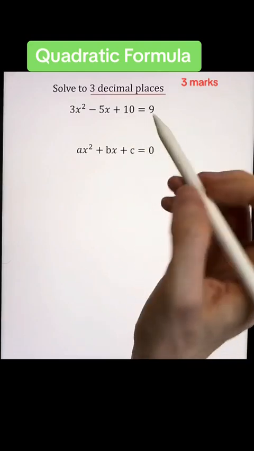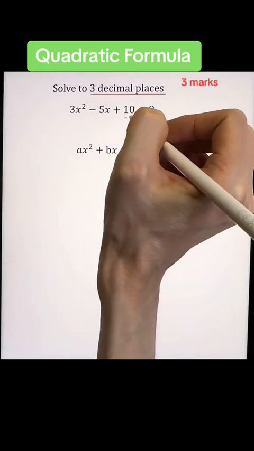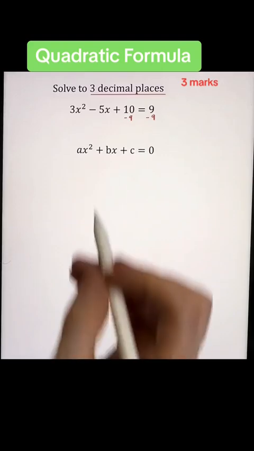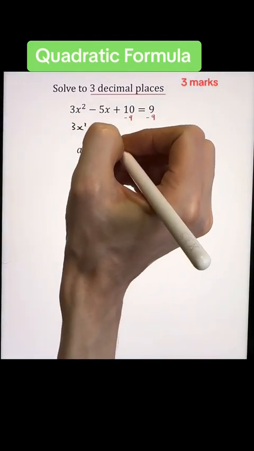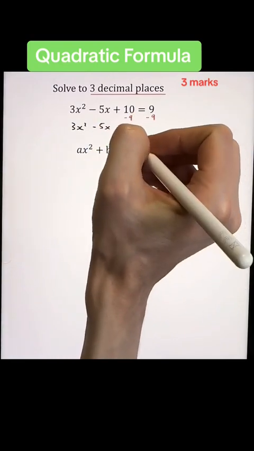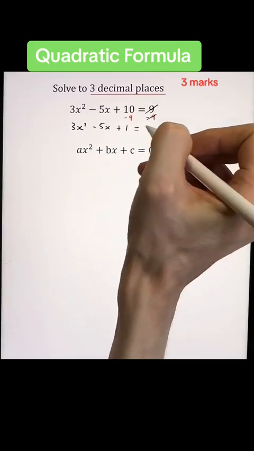When we move a term across an equal sign, it changes sign. So the opposite of add 9 is I'm going to subtract 9 from both sides. On the left-hand side, I'm still going to have 3x squared, I'm still going to have negative 5x, and I know that 10 subtract 9 will give us plus 1. And on the right-hand side, 9 subtract 9 will give us 0.